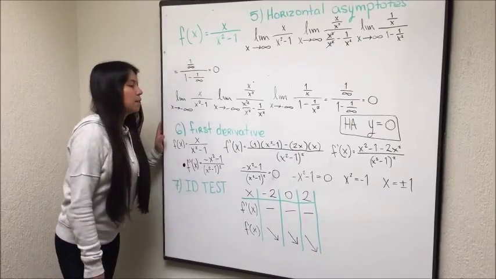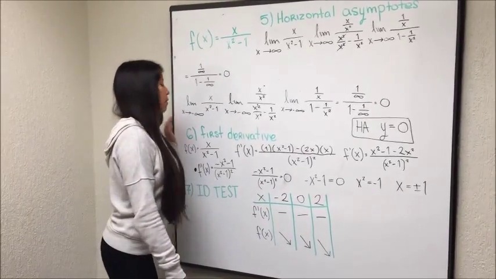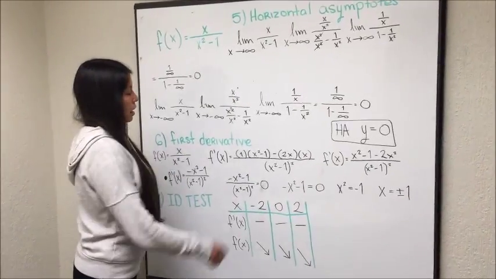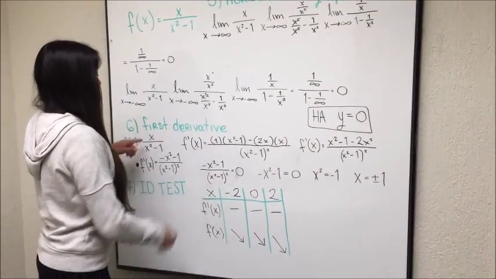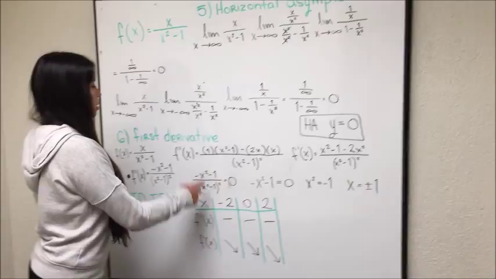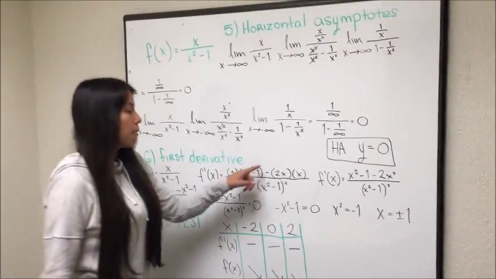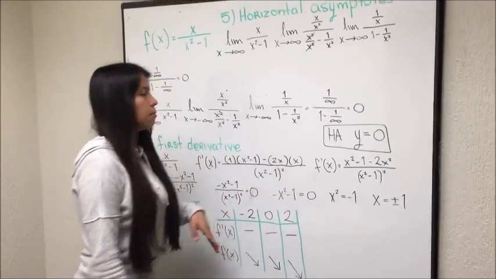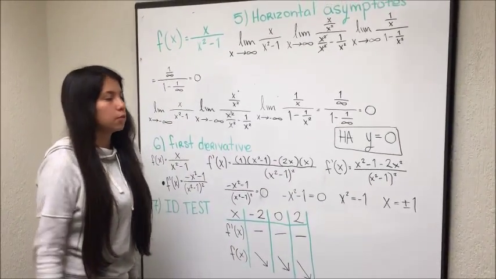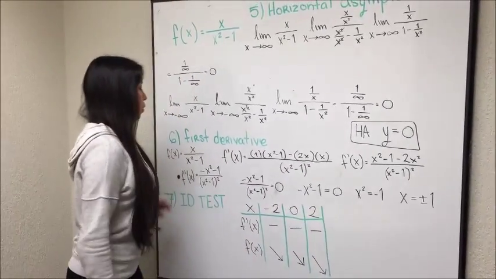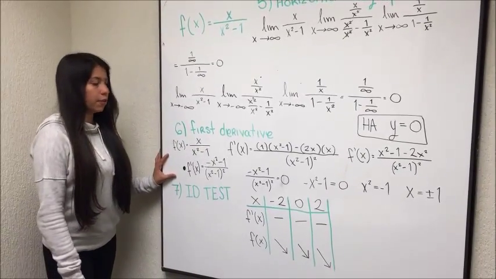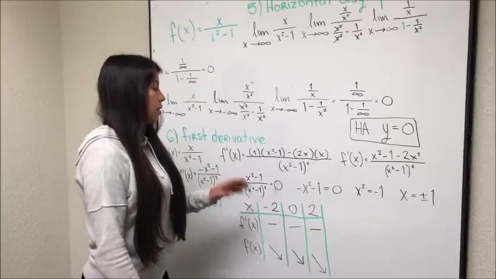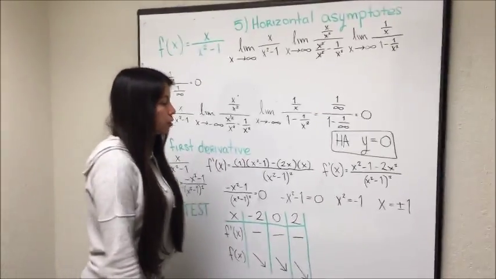Then the next step is to find the first derivative, and for this we need to use the quotient rule, which says that we need to multiply the derivative of the first term times the second term, minus the derivative of the second term times the first term, over the second term squared. So we have this as our first derivative.